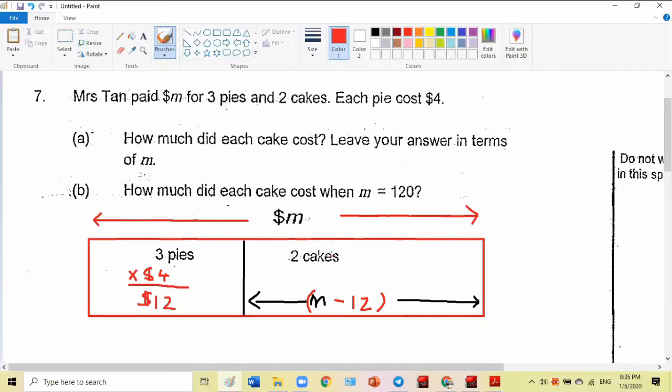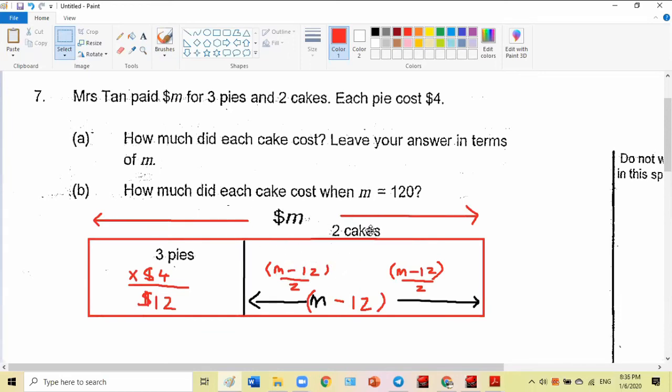Then you take each cake, M minus 12, divide by 2. Whatever this value is, divide by 2. Oh, divide by 6, wrong. And then you didn't divide the M.